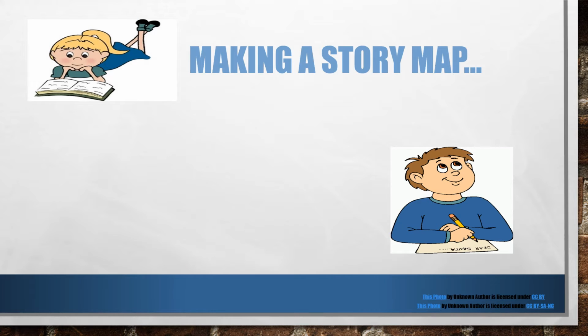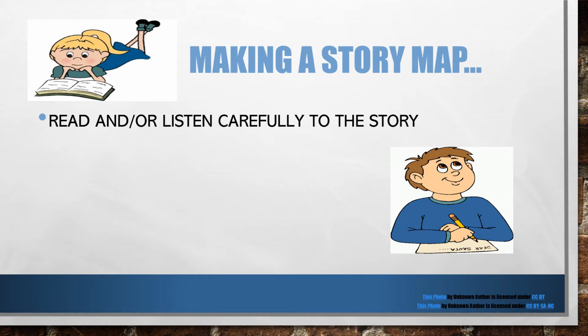Making a story map doesn't have to be hard. First, you want to read or listen carefully to the story. Then you want to list the story parts. Make sure you know who the characters are. What is the setting? How about the plot, which is the beginning, middle, and end of the story? And don't forget the problem and solution.